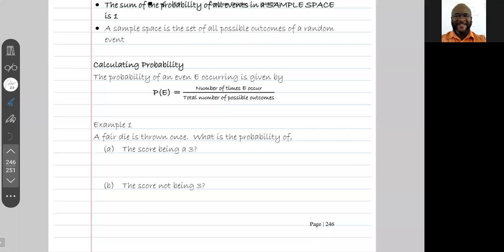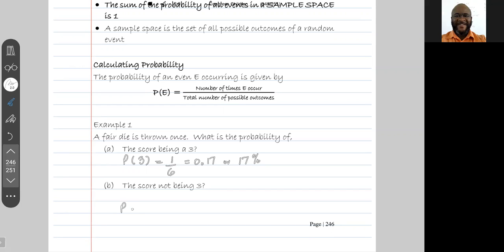Example one says a fair die is thrown once. What is the probability of the score being a three? Well, there's only one three on the die, and there are a total of six numbers on the die. So the probability of getting a three is 1 out of 6. You can write your probability as a fraction. You can also write it as a decimal, 0.17, or as a percentage, 17%. So there's a 17% chance of scoring a 3.